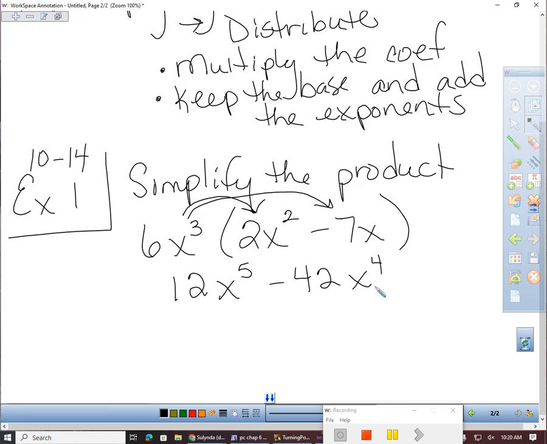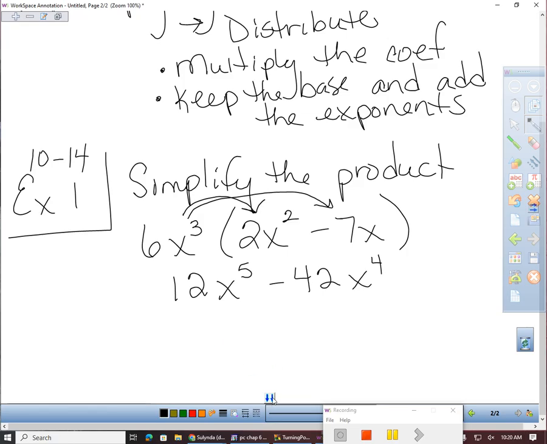Last thing we do is you should check to make sure that it's in the right order. So your highest exponent should always come first, and then go in descending order to your number, which this one is, right? This one wasn't so bad, huh? If it was negative 42x to the 7th, then we could simplify it more.